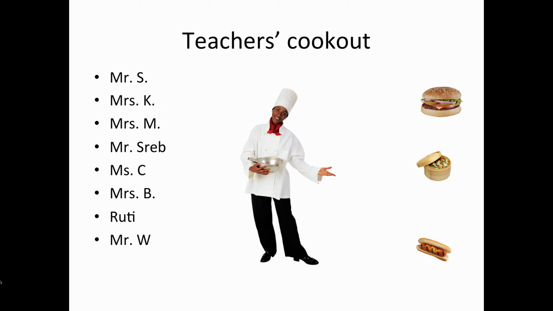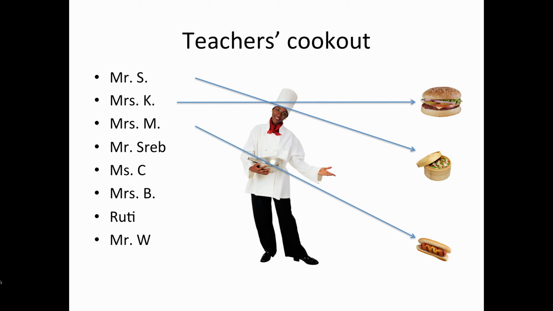Now we're going to have a teacher's cookout. So there are the teachers: Mr. S, Mrs. K, Mrs. M, Mr. Sreb, Ms. C, Mrs. B, Ruti, and Mr. W. So, Mr. S ordered a veggie meal. Mrs. K ordered a burger. Mrs. M ordered a hot dog. But Mr. Sreb was feeling a little bit hungry that day. So instead of just ordering one meal, Mr. Srebnick ordered two meals.